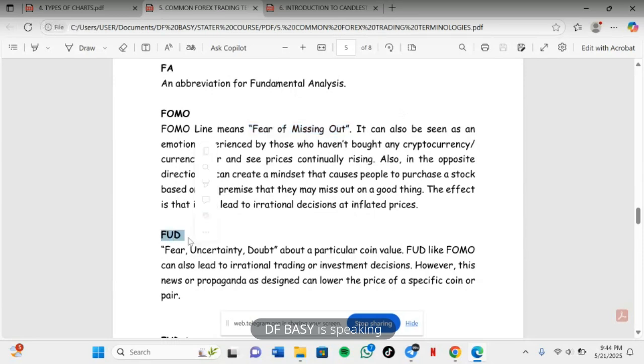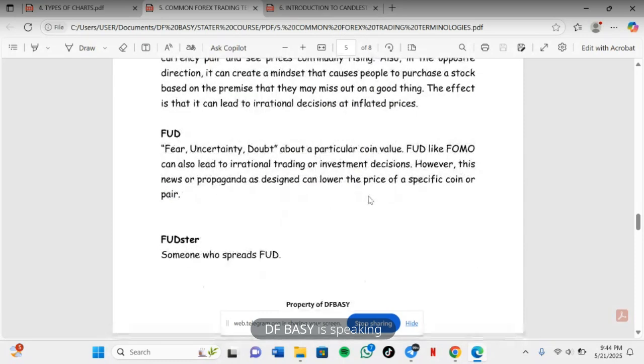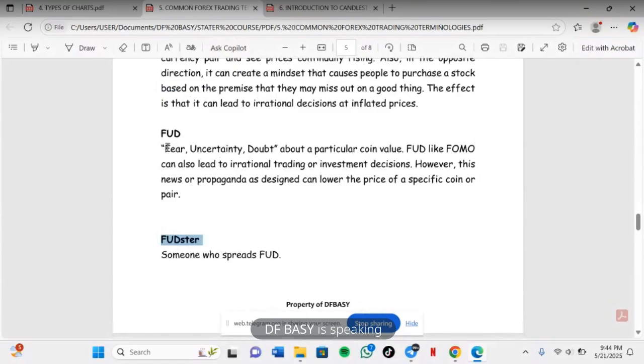Then we have FUD. FUD is fear, uncertainty, doubt, right? So when you have FUD, it means you have fear, uncertainty, doubt. So you have fear or doubt about your analysis, or your strategy, or the setup, the trade idea you have, whichever. So you have a FUD star. A FUD star is someone that has fear, uncertainty, and doubt when trading.